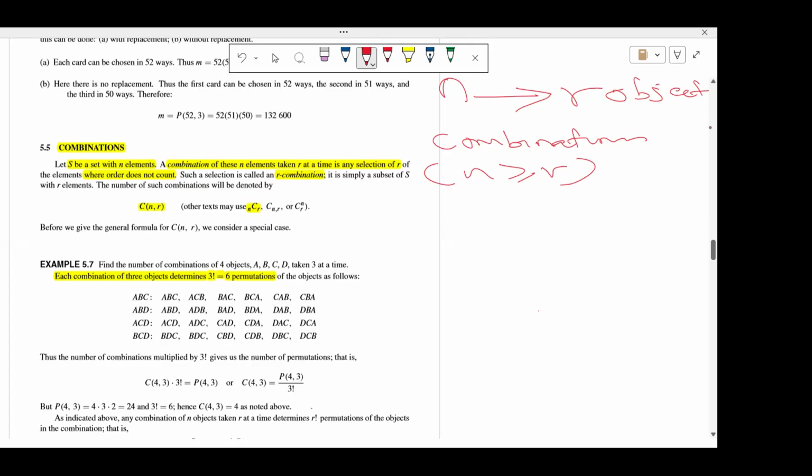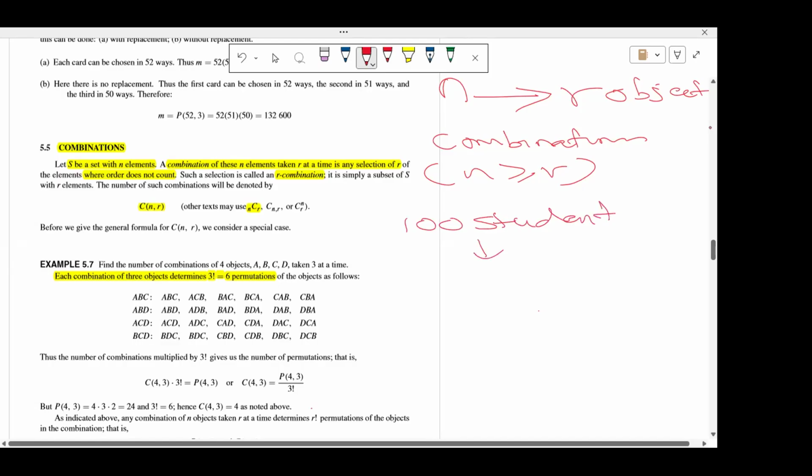So let's say just think about your classroom, you have 100 students, right? From these 100 students, I need to take five students to participate in an event. Your population is 100 students, and I need to take only five students to participate in an event. How many possible ways can I make this group? Tell me. That is a question, and we can call it a combination question.